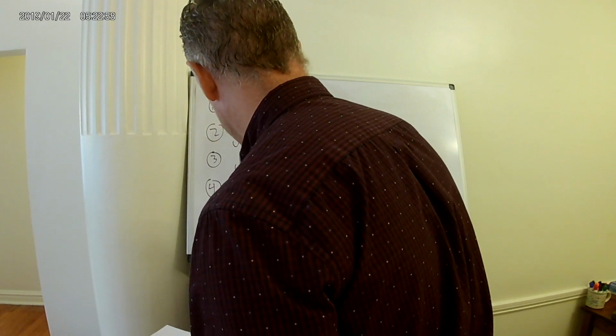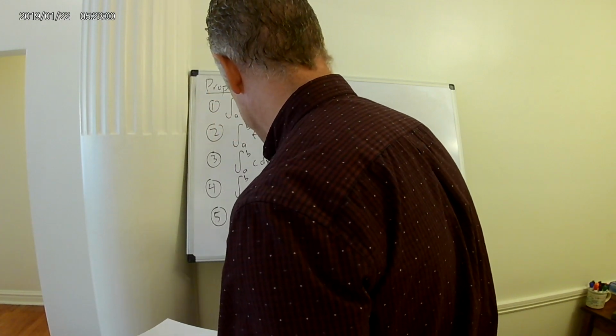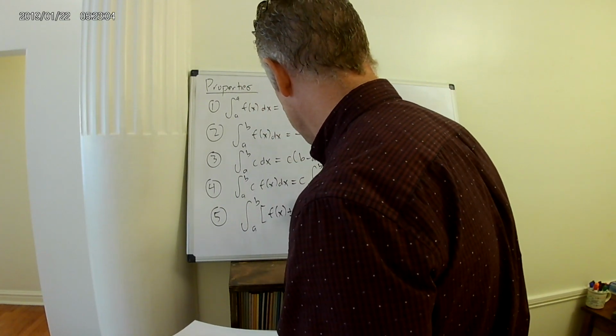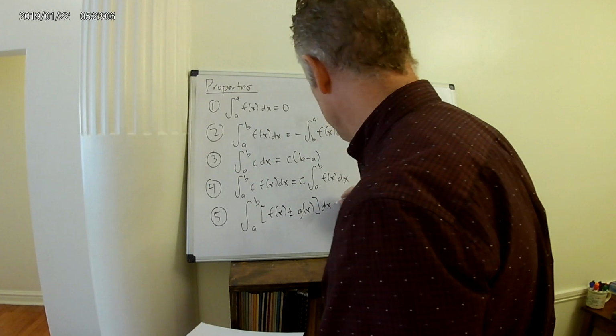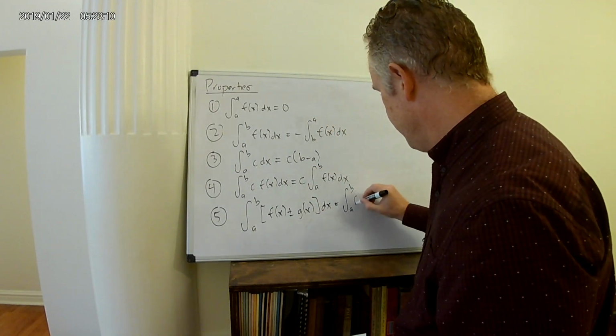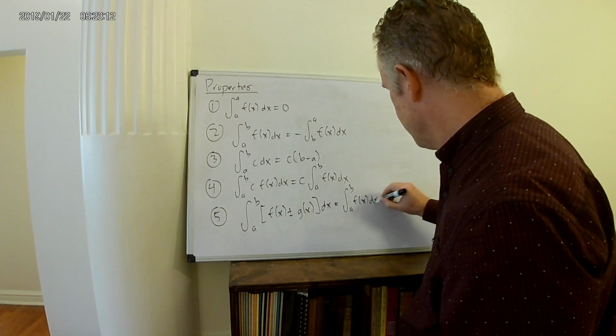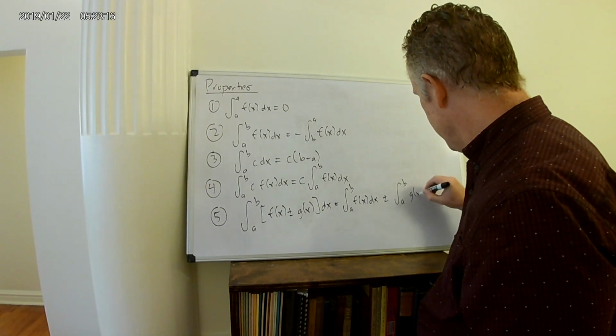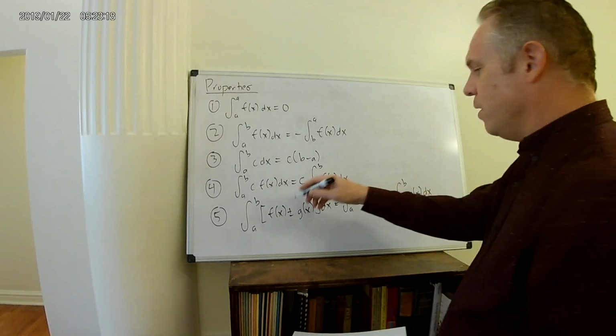And let's see, is there one more property that I want to give you guys? If you have the integral from a to b of the sum of two functions, f of x plus or minus g of x dx, you can always break this into two integrals. So this is a to b of f of x dx plus or minus the integral from a to b of g of x dx. You can always break your integral into two pieces.